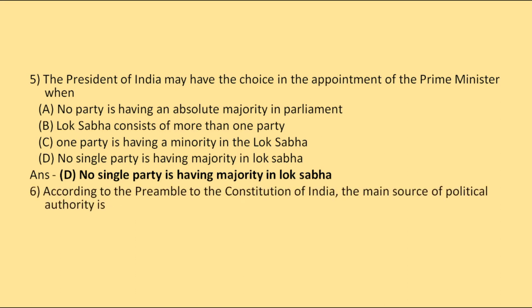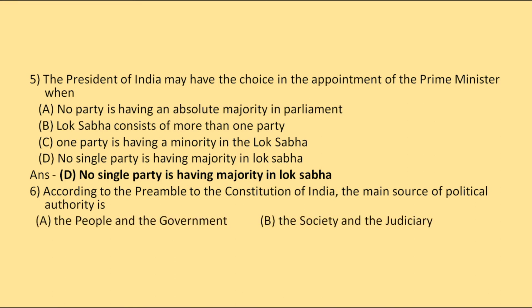Then, according to the preamble of the Constitution of India, the main source of political authority is the people and the government, the society and the judiciary, the people or the state. So the correct answer will be the people. This I have discussed in my preamble chapter.